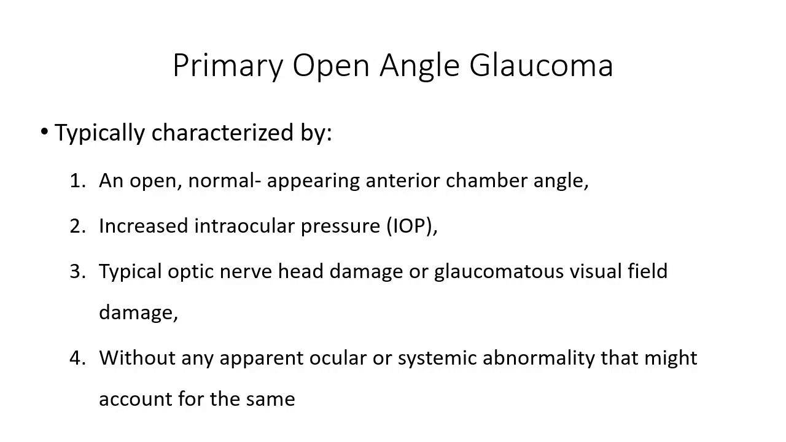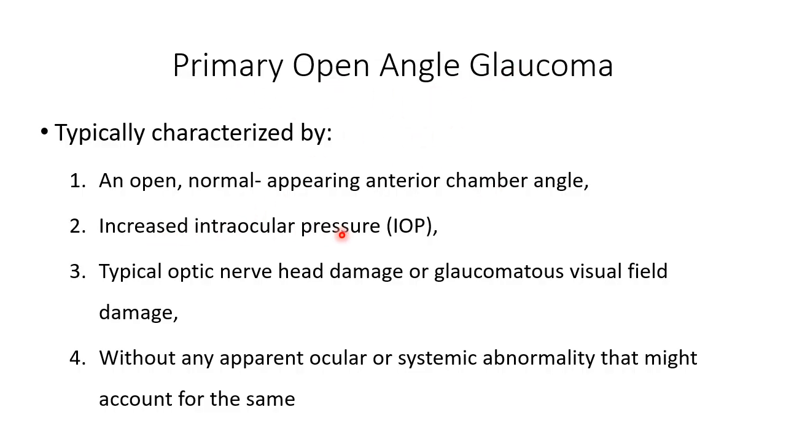Now coming on to primary open angle glaucoma per se. So it is characterized by an open, normal appearing anterior chamber angle. Open, that is why we are calling it open angle. Normal appearing, so there is no secondary cause of the glaucoma per se. So an open normal appearing anterior chamber angle, that is why it is primary and open angle.